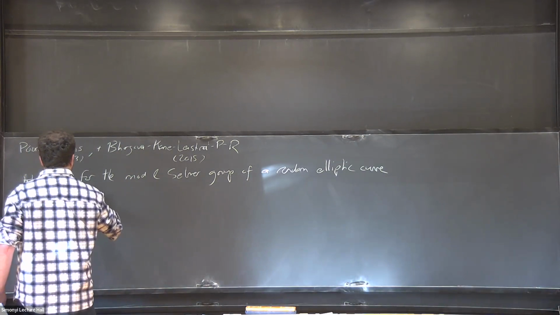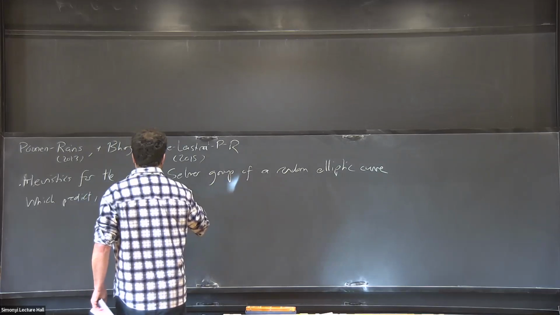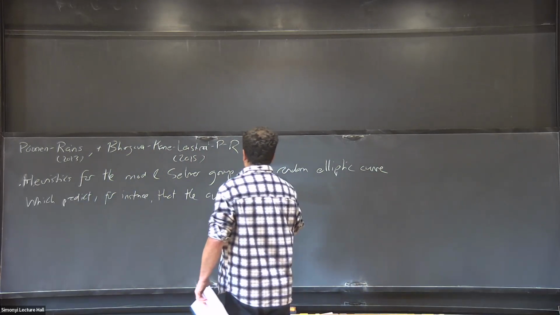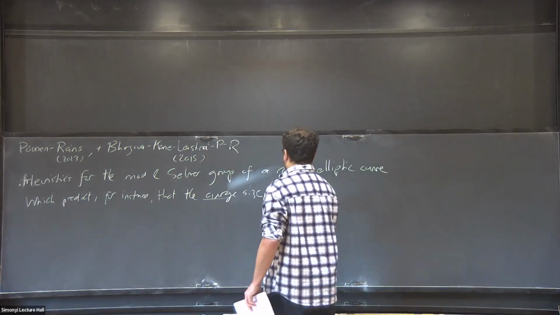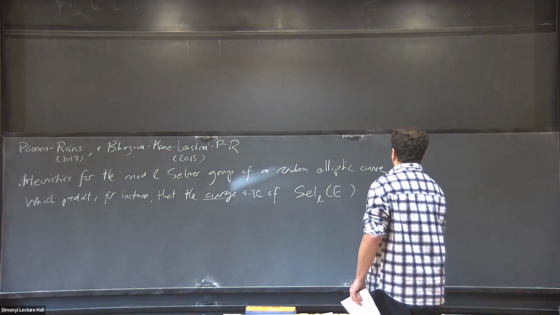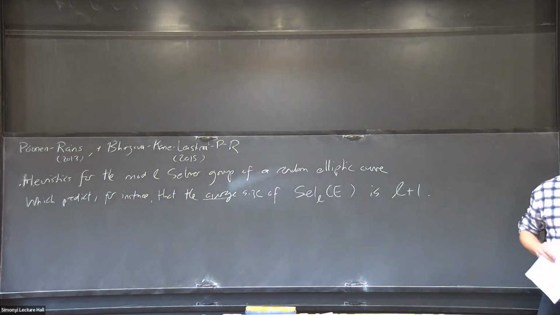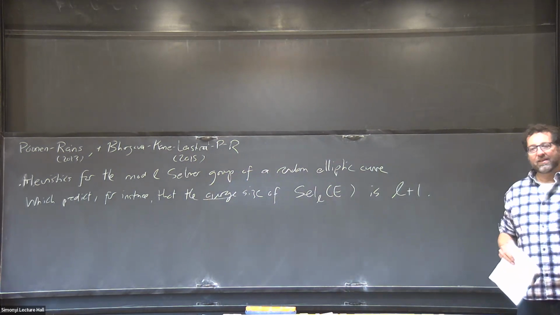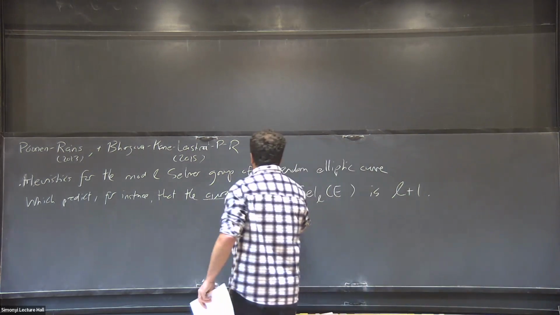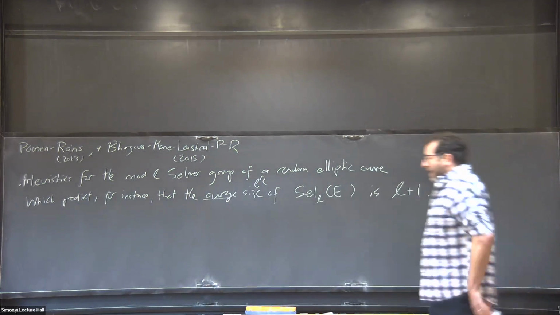Which predict, for instance, that the average size of the L Selmer group gives a precise value, L plus 1. Your size means finality, not dimension. Yes, absolutely right. So it's the average of L to the RL. Thank you. Yes.